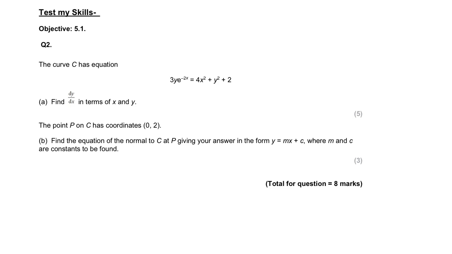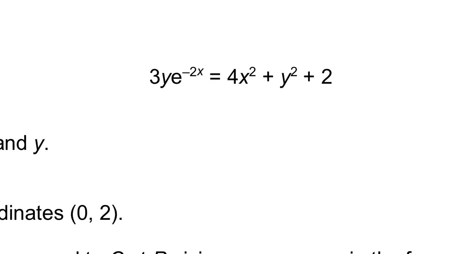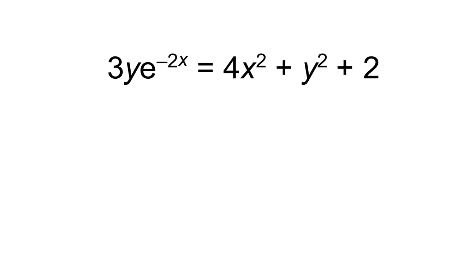is 3y e to the minus 2x. What is this? Product, yeah. We have two functions multiplied by each other, so this is going to be a product, so we're going to have v and u. Now the rest of the equation seems to all be okay, doesn't it? So the product rule is v du plus u dv. What is v?